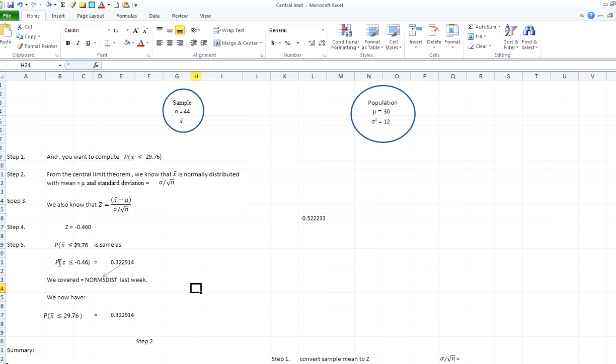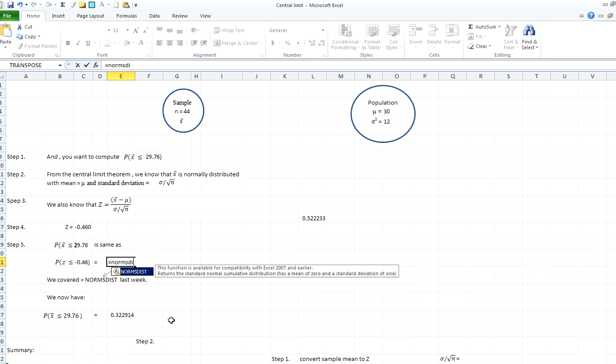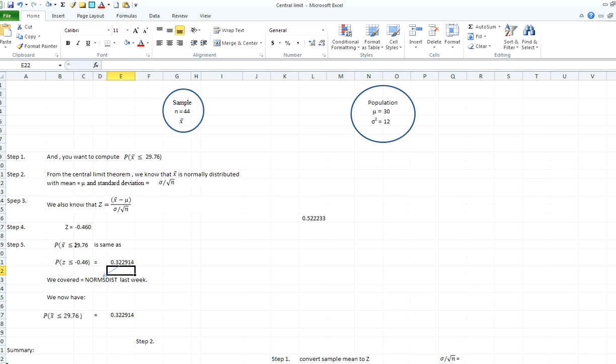Now you can compute this by using the standard normal distribution table. I don't use the table; I calculate it directly in Excel, using the formula equal to NORMSDIST, parenthesis. Then I can either type this number or give the cell reference, and enter. So this is my value. The probability that x bar is going to be less than 29.76 is this. So I can write that the probability of x bar less than or equal to 29.76 equals 0.322914.